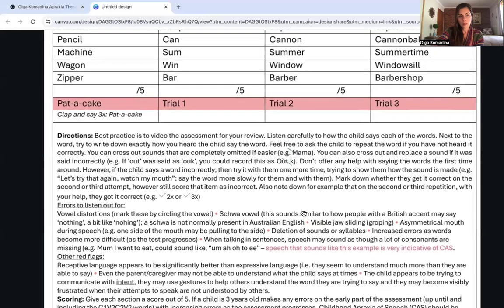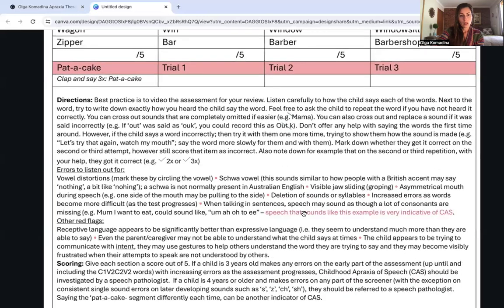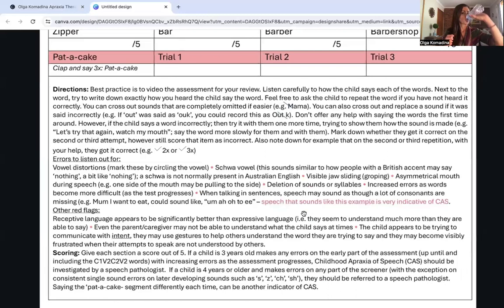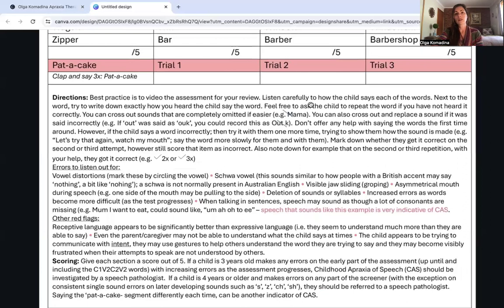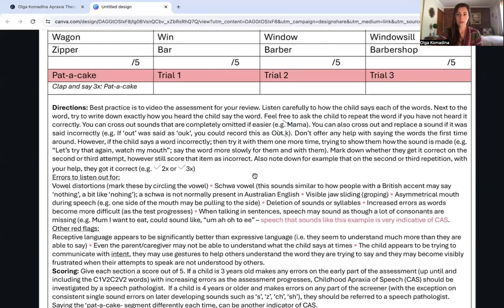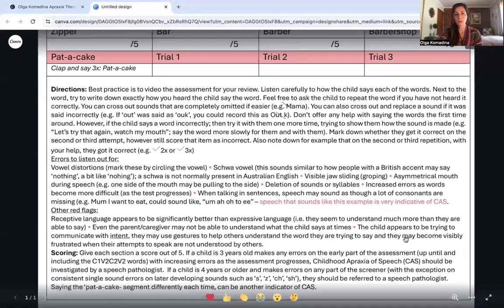Okay. Things to listen out for. Listen out for vowel distortions. I suggested just circle the vowel that is distorted. Don't worry about trying to write exactly how it sounded. Just circle it so that we know it wasn't right, it was distorted.